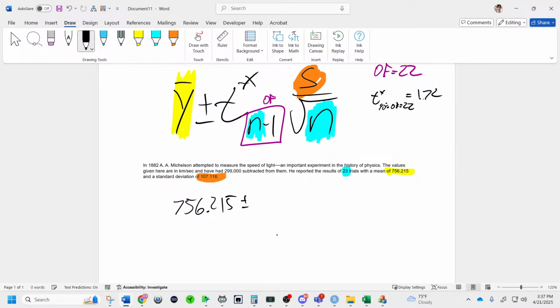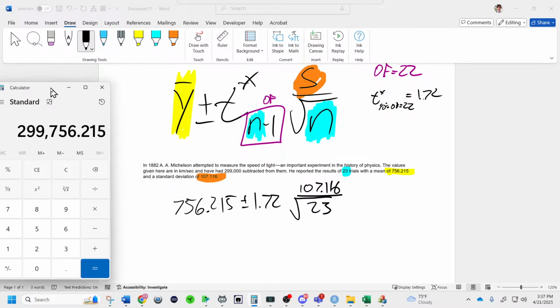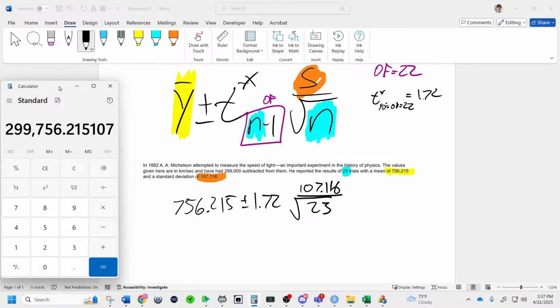756.215 plus or minus 1.72. And then 107.116 over 23, and then it needs to be the square root of n. So I usually solve the margin of error first. When we solve the margin of error, we go right here. And Sophia, drop another one in the chat. Give another question. There's that. And that is the margin of error, 38.42.